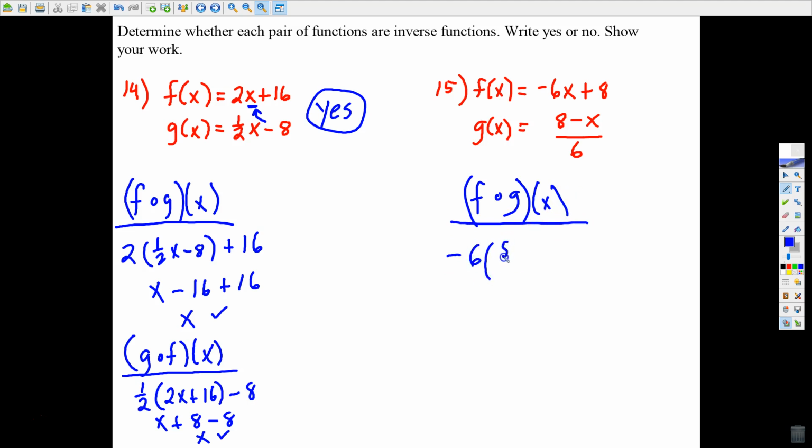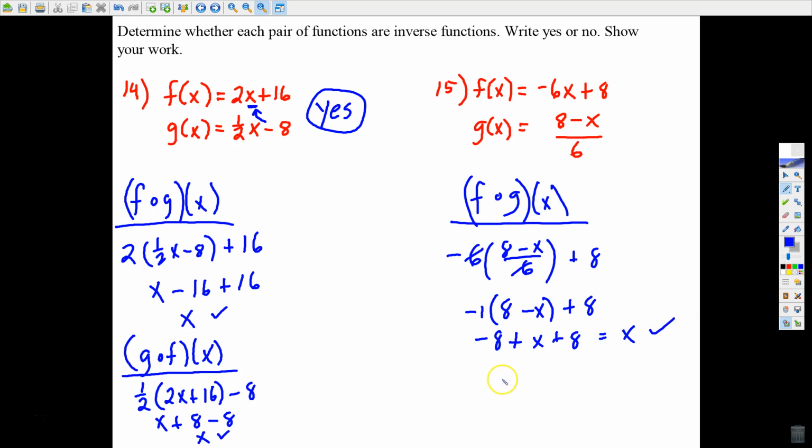-6 times 8 minus x over 6 plus 8. When you multiply by -6, these would cancel, leaving -1 times 8 minus x plus 8. And when I distribute -1, I get -8 plus x plus 8, and that equals x. So that checks out. So let's see if the g of f of x checks out.